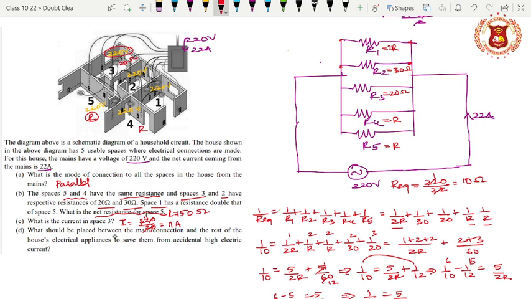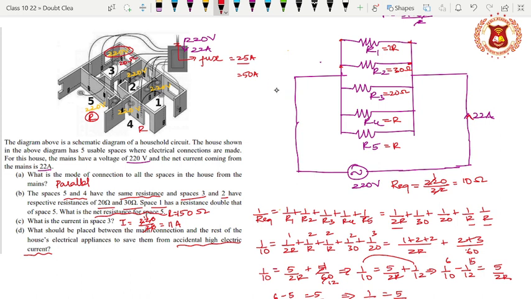Now, what should be placed between the main connection and the rest of the house, to save them from accidental high current? We usually use a fuse. Since the total current is 22 amperes, we can use a fuse rating of 25 amperes. It is not asked in the problem, you just mention the fuse, that's all. But since the main current is 22 amperes, we can use a fuse rating of 25 amperes, maybe 50 amperes. You should use a rating higher than the total current.